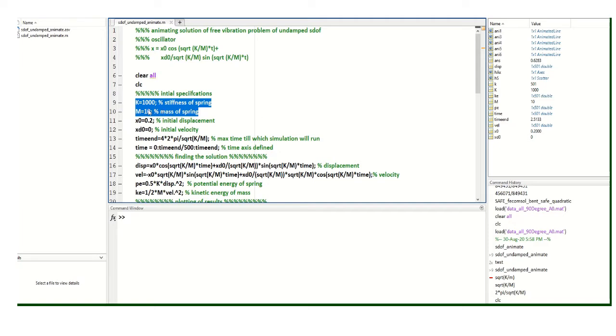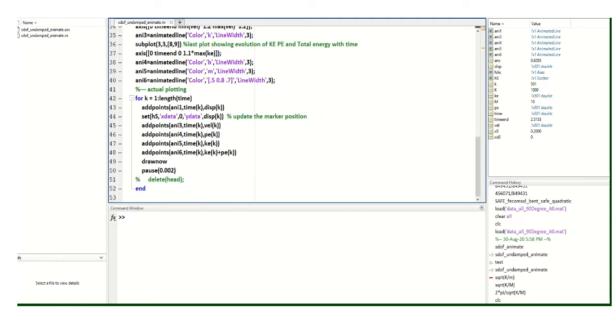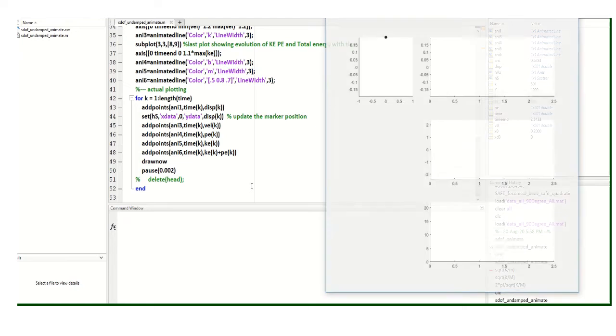And then I am assuming that the initial displacement is equal to 0.2 units, and there is no initial velocity, which is 0. So you are pulling the mass at one end by 0.2 units, and then you are leaving it from there, and then the mass performs the oscillatory motion. Let me run this, and this program will show you how exactly our displacement will go on modifying.